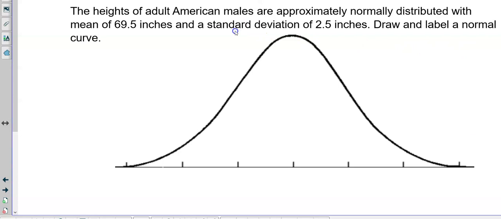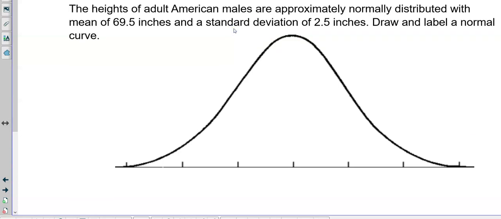So this is kind of interesting. Men in America have heights that are normally distributed with a mean of 69.5, so that's like the average or typical adult male, with a standard deviation of 2.5. So 69.5 plus 2.5 is 72, 74.5, and 77. Subtract 2.5 and it's 67, 64.5, and 62. Okay, I've got all that.